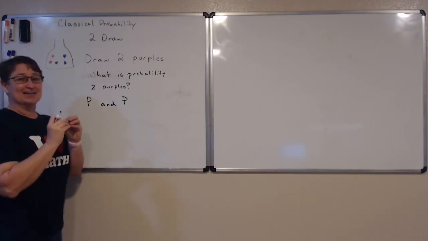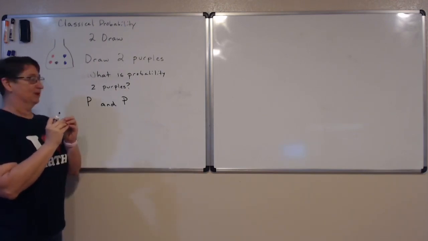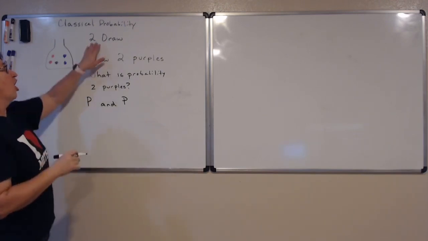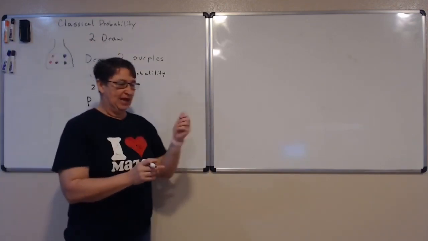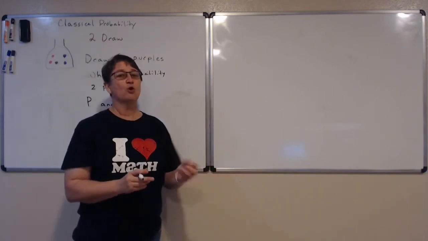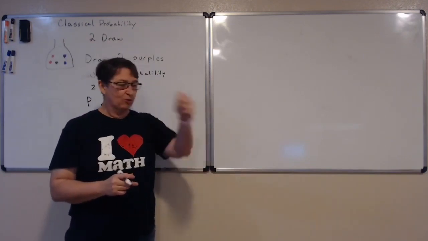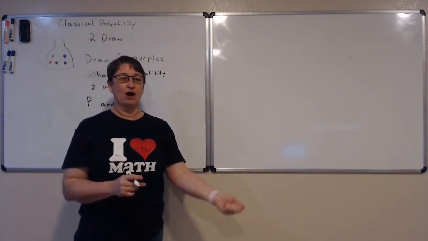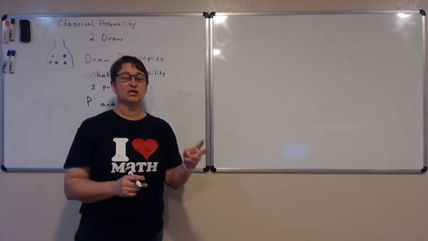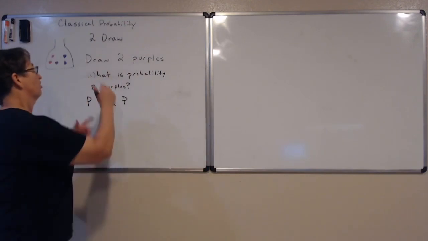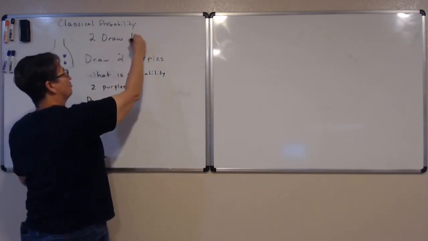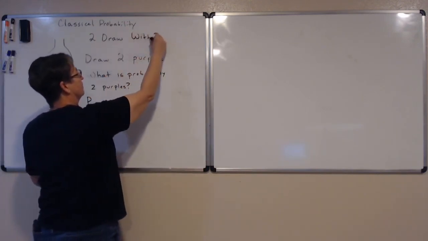And I need a little bit more for this experiment, because I need to know, when we draw them, are we going to take them out of the population and leave them out? Or once we look at the ball, are we going to put it back in before we draw out the second one? Because those 2 are going to give us 2 different probabilities. So let's start with 2 draws with replacement.